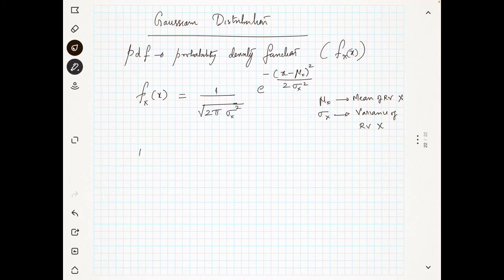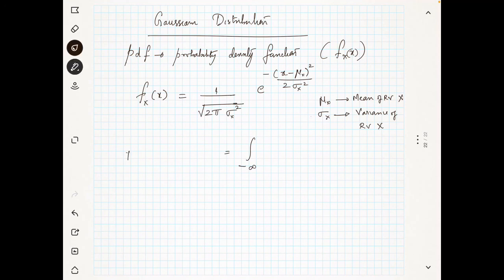Now you can easily find the capital Fx of x, which is nothing but the probability that x takes a value less than or equal to x. How can you find it? You can find it by integrating from minus infinity to x of the probability fx of t. I will use the notation t here, that will be better.